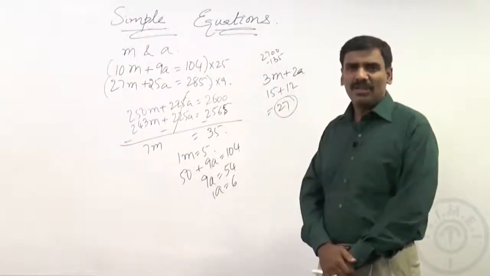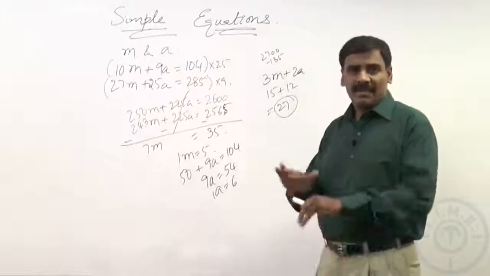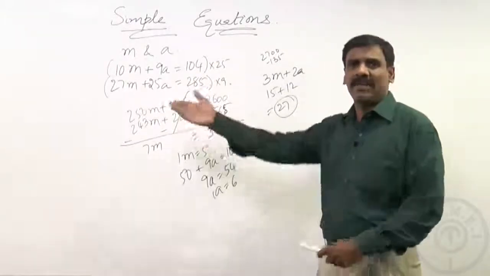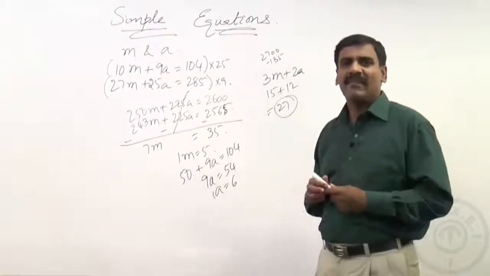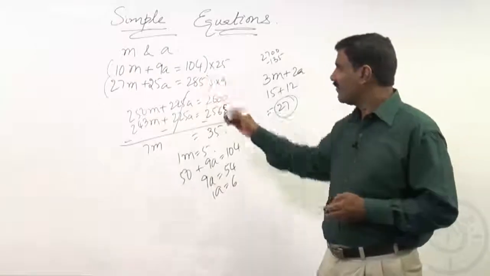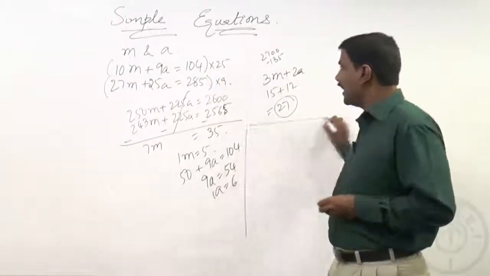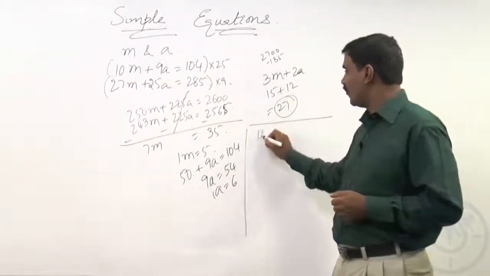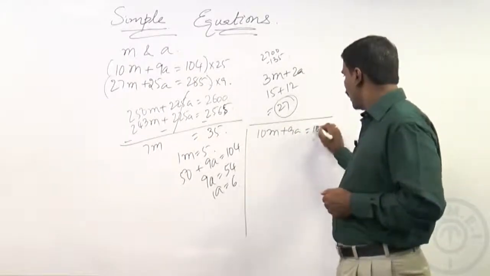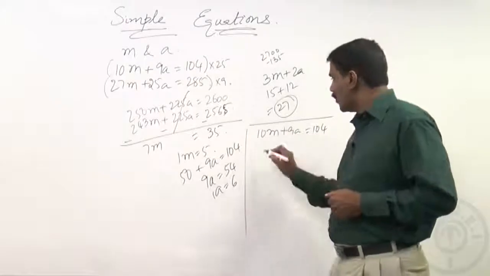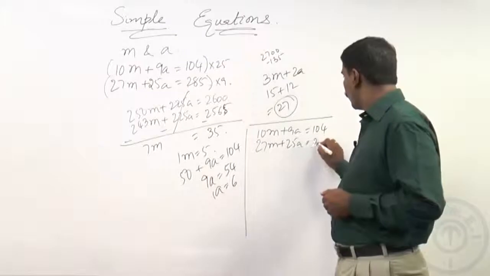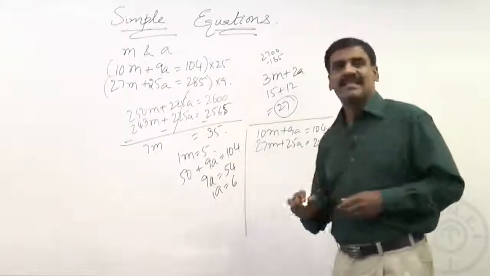But if you are looking at the question, this is the method that we have studied in school days for solving by elimination. But every time we may not need that type of solving. If you are observing carefully, what is the first equation that we have? 10m plus 9a is equal to 104. And the second equation we are having is 27m plus 25a is equal to 285. This is what we are having.